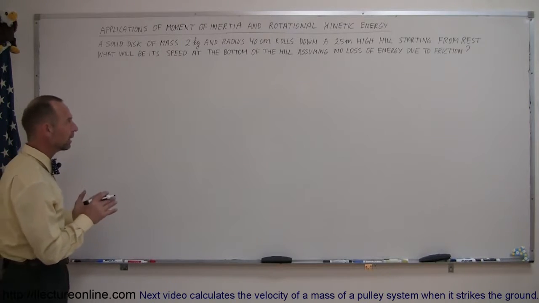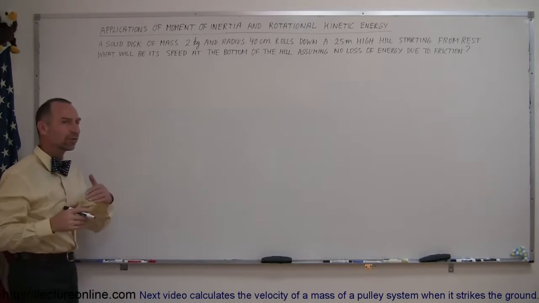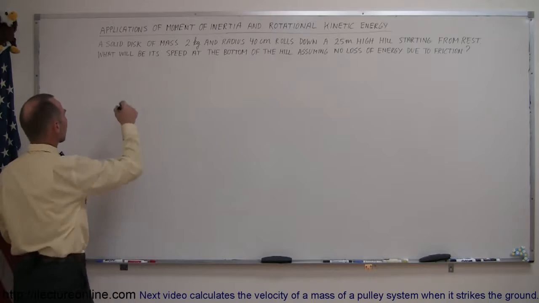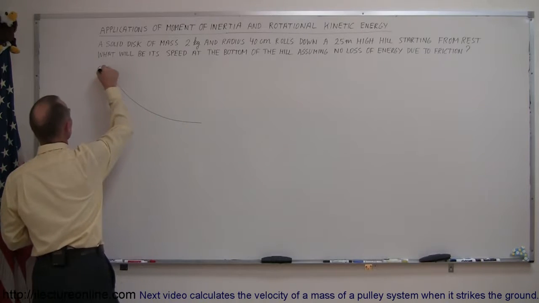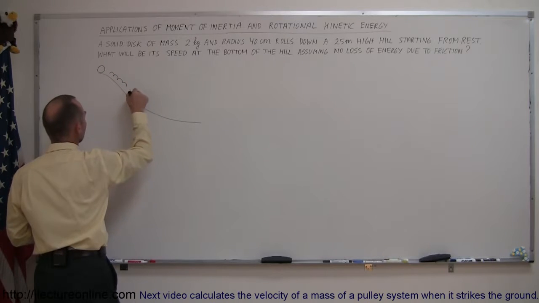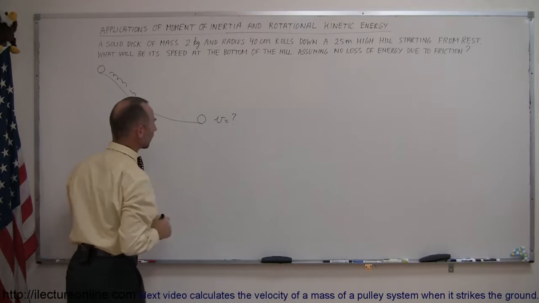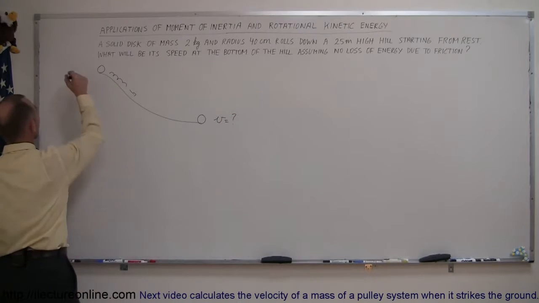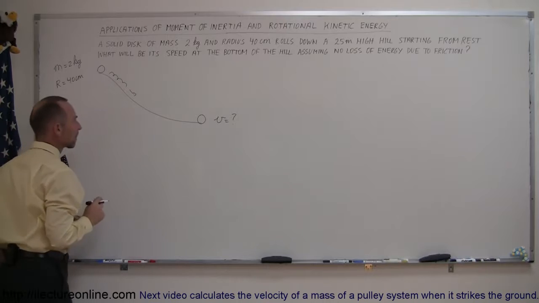All right, let's imagine we have a hill, and it doesn't have to be a hill of constant steepness. It can be a hill of any kind of shape, like so. Let's say we have a wheel that starts from the top, and as it rolls down the hill, when it gets to the bottom, what is v equal to? We're also told that the mass of the disk is equal to 2 kilograms and that the radius of the disk is equal to 40 centimeters.